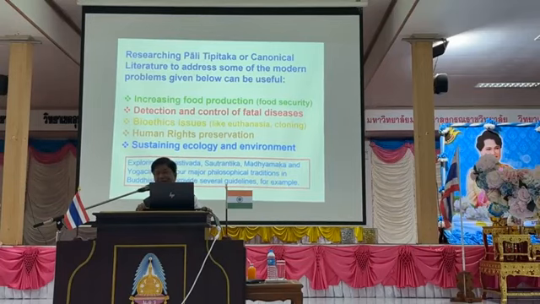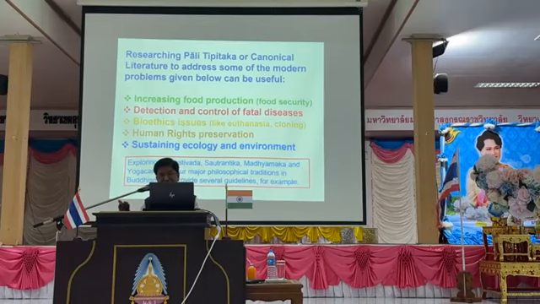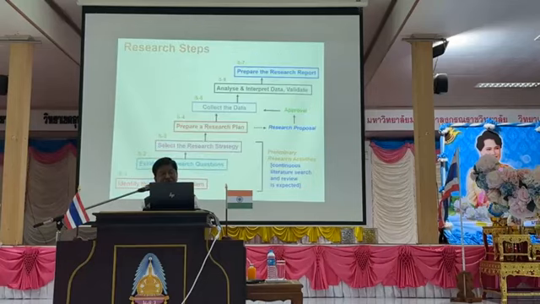Then sustainable ecology and environment. We have already seen how man is dependent on nature and nature on the environment. If there is no nature or environment, man cannot sustain. Even the animals and the plants are also dependent on human beings. So both man and animals are dependent on each other. So what are the suttas discussing sustaining ecology, that is, nature as well as environment? We have to do research on that.